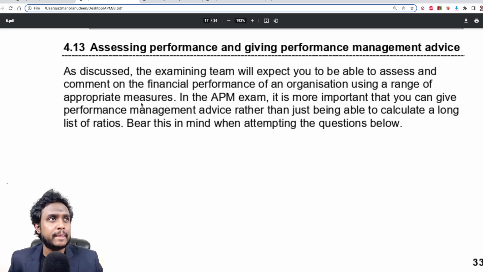So here, the examining team will expect you to be able to assess and comment on the financial performance of an organization using a range of appropriate measures. So in the APM exam, it is more important that you give performance management advice rather than just being able to calculate a long list of ratios. So you don't get to calculate ratios. In fact, what might happen is you might get to evaluate any workings they've done and say, look, they've made a mistake here, or they shouldn't have used it.